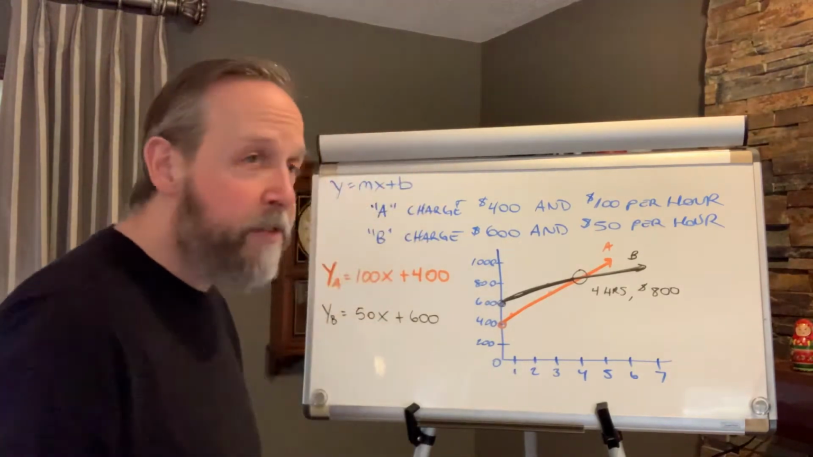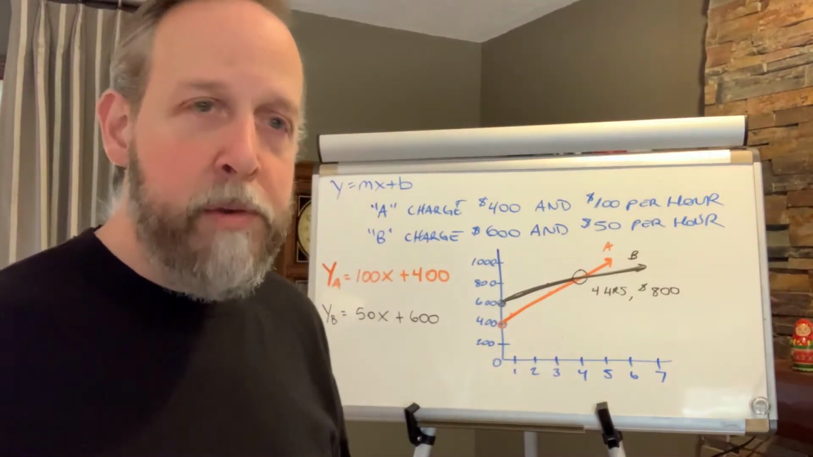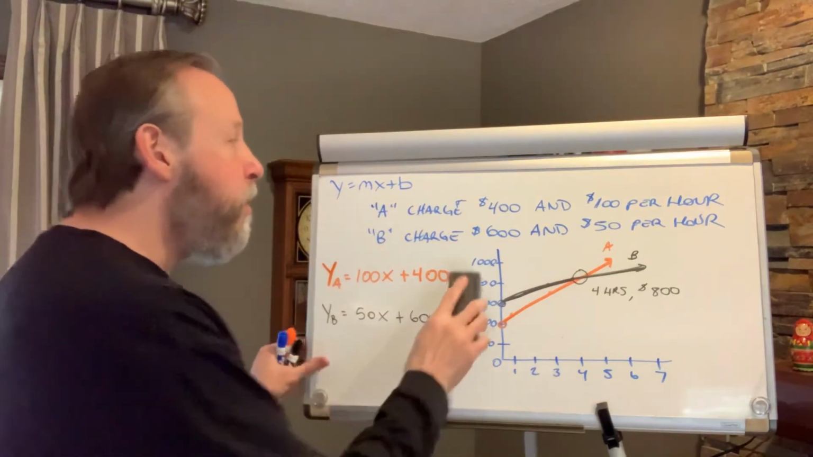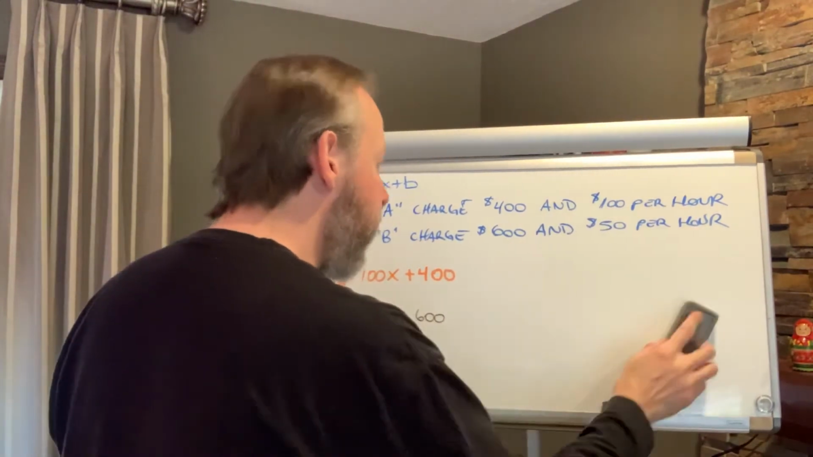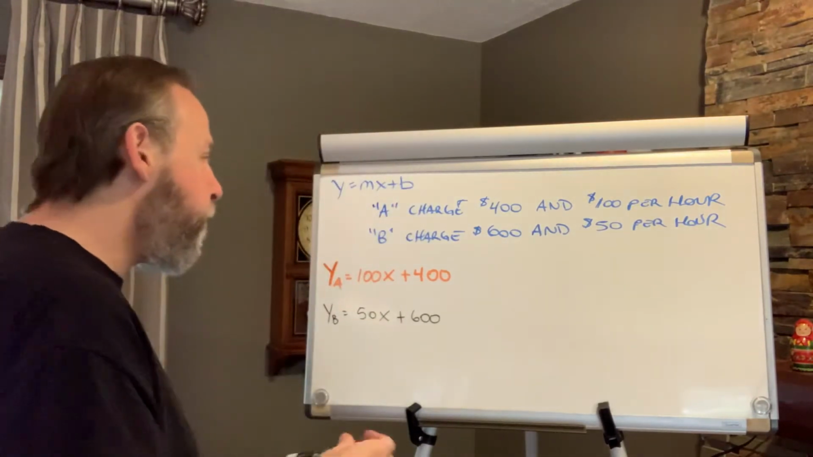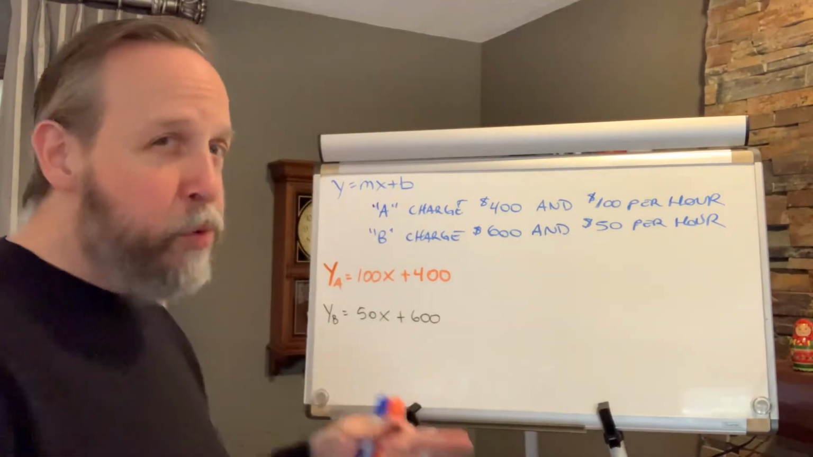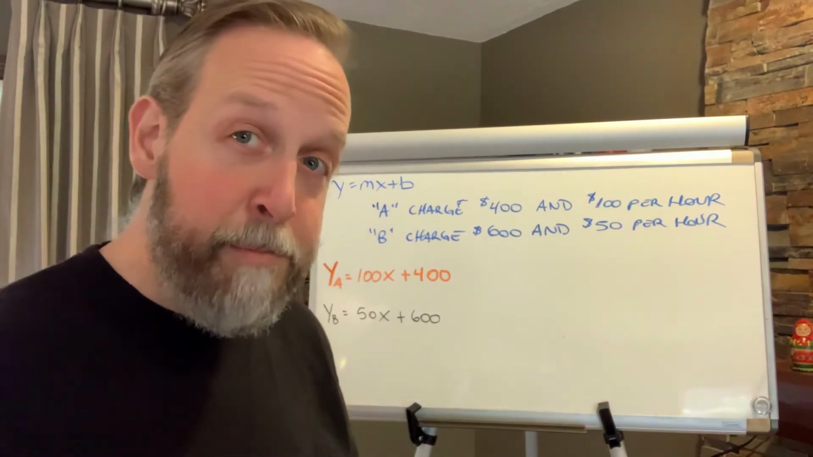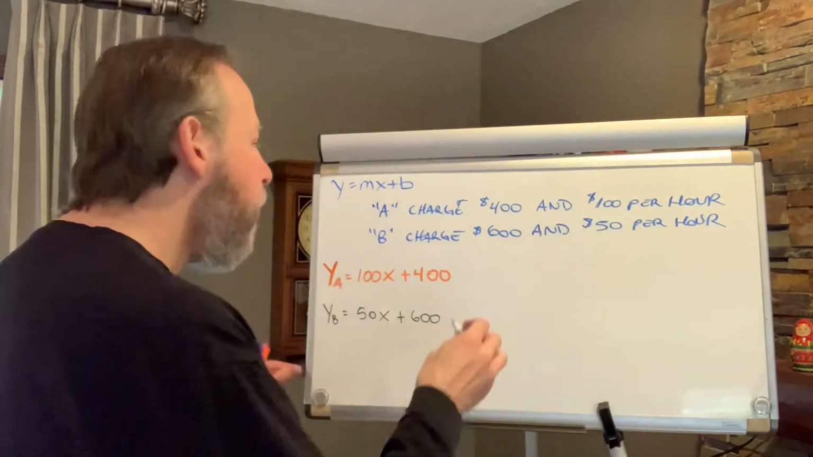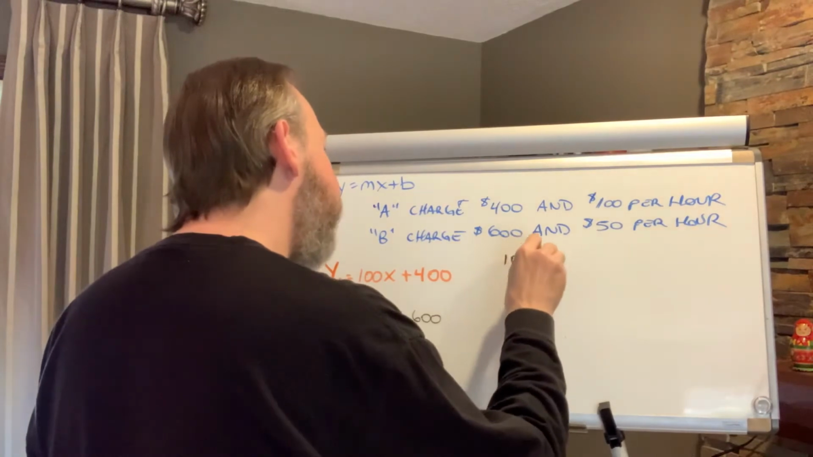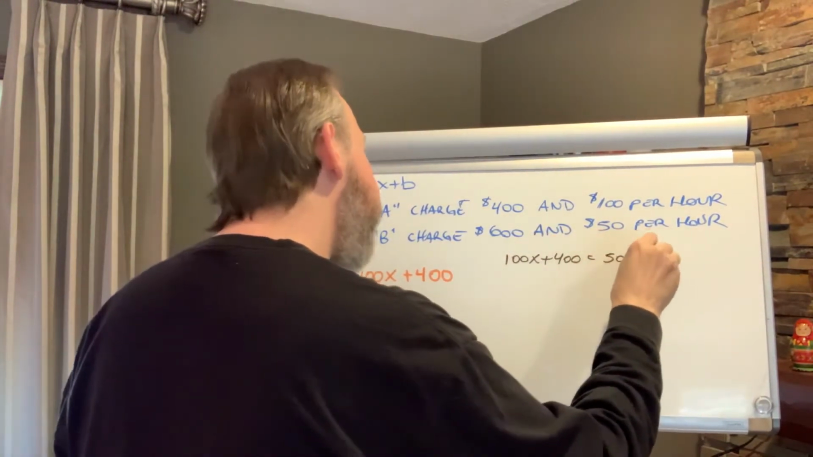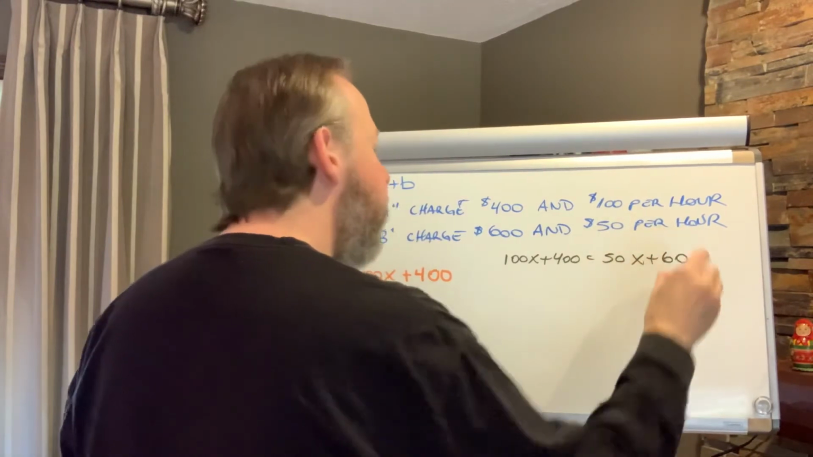Did we have to graph it? No, we could have used substitutions. We could have used eliminations. If you want to use substitutions, let's just do a quick one because it's right there. Ready? Remember, when we have two lines that are both in slope-intercept form, substitution is actually pretty simple. Set them equal to each other. So 100x plus 400 equals 50x plus 600.